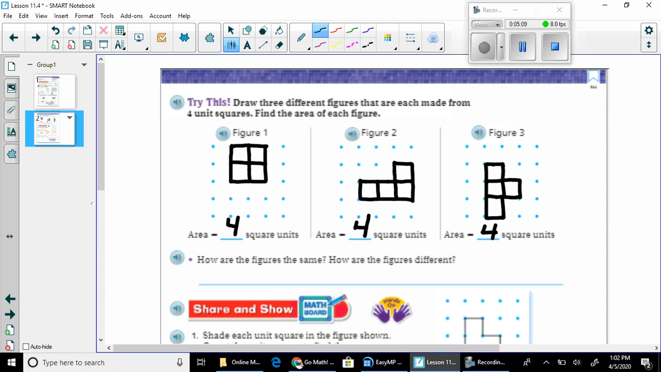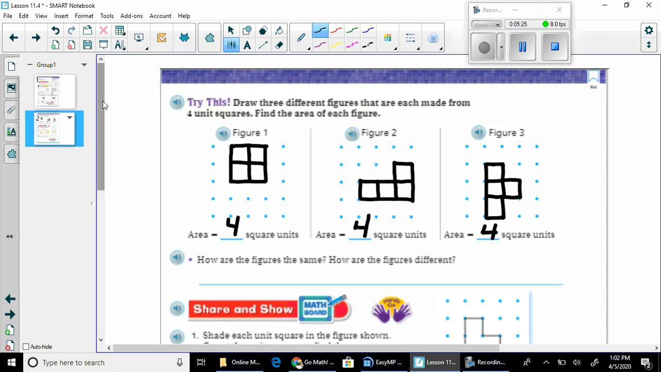Okay? All right, so each shape or each figure is different, but they all have the same area. So same thing on yours. You may have a different figure drawn in each, or yours may look different than mine, but they should all have the same area. Okay?